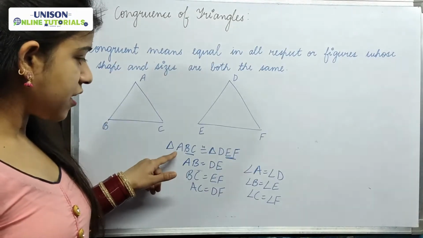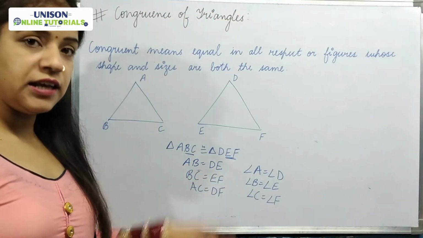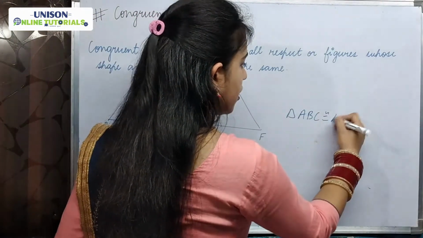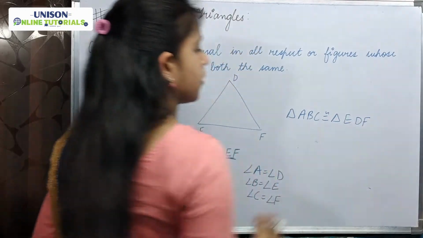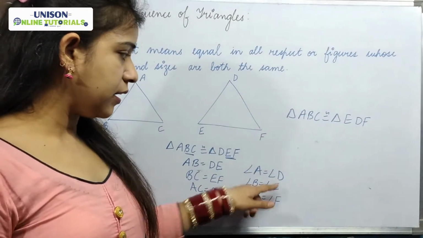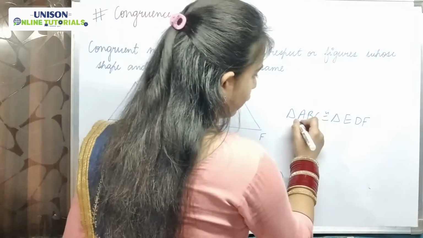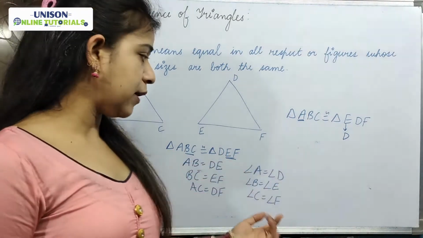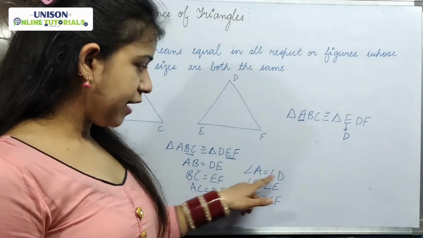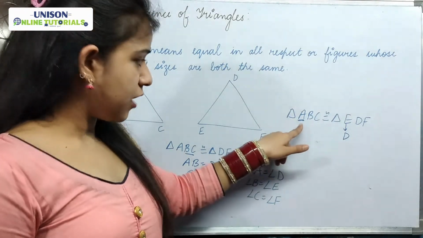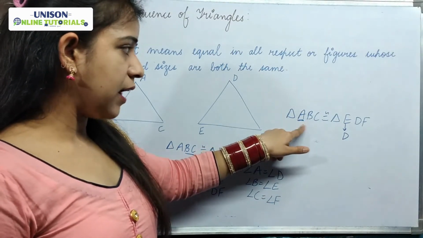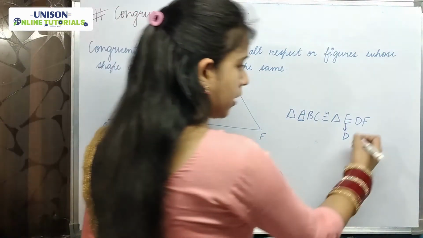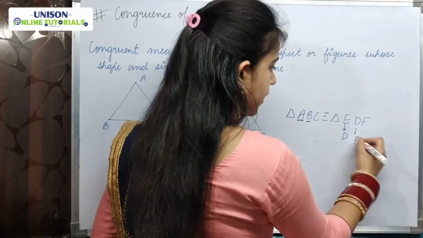Now here you have written triangle ABC is congruent to triangle DEF. You cannot write triangle ABC is congruent to triangle EDF. Because if angle A equals angle D, then you have to write A here and D here. So the naming depends on this. Angle A equals angle D. So the names of the triangle start from angle A here and from angle D here. Similarly, if angle B equals angle E, then second one B equals E and last one C equals F.